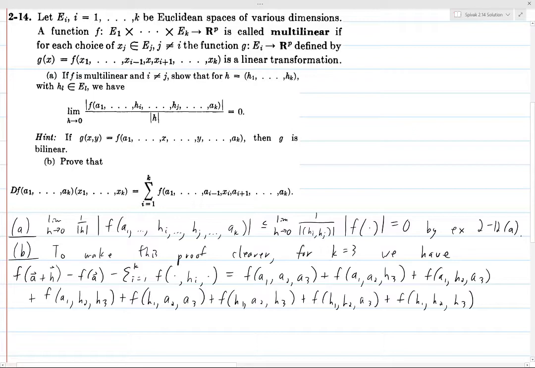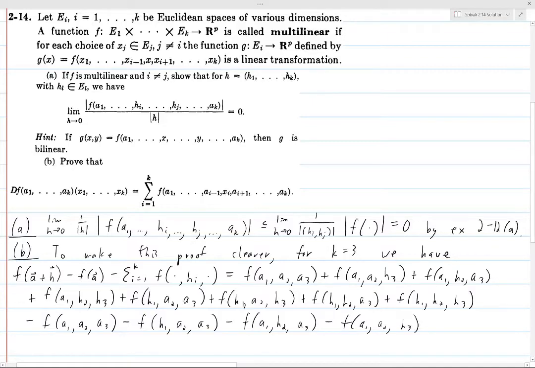The second term, obviously, we're subtracting f of a1, a2, a3, and then we subtract this sum. And when we write out the sum for k equals 3, there's only 3 terms. So the first one is where we have h1 and then a2 and a3, minus f of a1, h2, a3, minus f of a1, a2, h3.